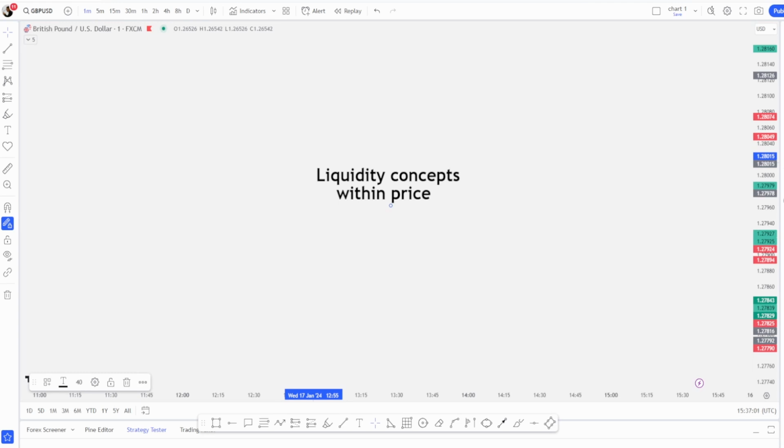Welcome, guys, to this session based around liquidity concepts within price. In this session, we're going to be covering the core foundation that is behind this system and the way that you can begin to learn it. We're then going to go on to show you some examples of this playing out, and we're also going to give you links for live price walkthroughs using these concepts.